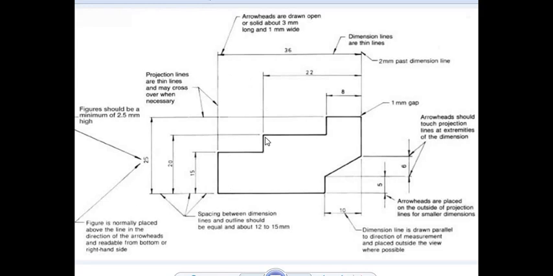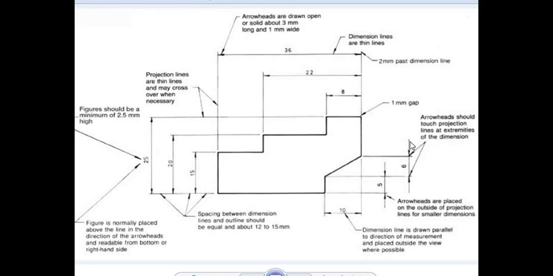Each time when you are drawing, you have to keep these points in mind. You need not measure the gap to be 1 mm or 2 mm, just keep a small gap as near as possible. Give a small gap and draw the extension lines or the projection lines, and then draw the dimension line, and the dimension should always be above the dimension line.